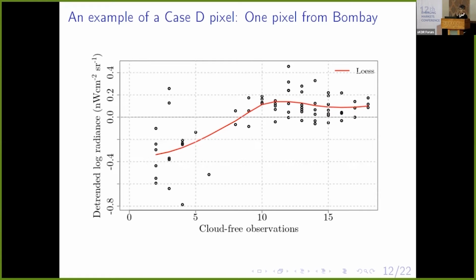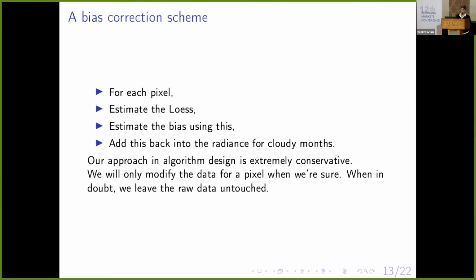The method that we use to estimate the shape of this relationship is called LOESS. And so our bias correction scheme runs like this. For each pixel, we classify the pixel as A, B, C, or D. We then estimate this function, and we say how much bias we should apply for all pixels that have radiance coming from a point where there are less than 10 cloud-free observations in a month. Okay? And that's what we use to estimate the bias. We apply the bias to the data, and then we pump it back into the radiance information.